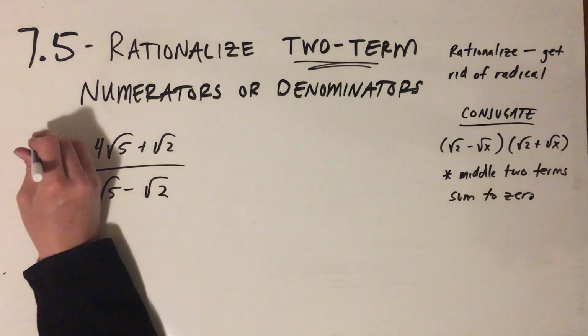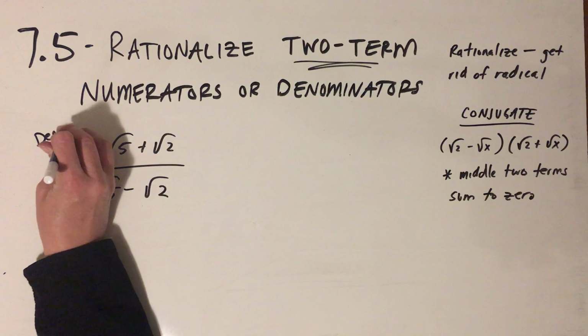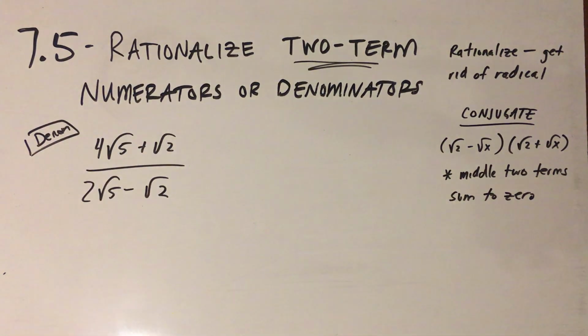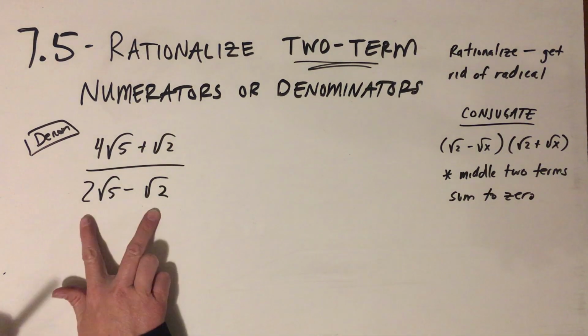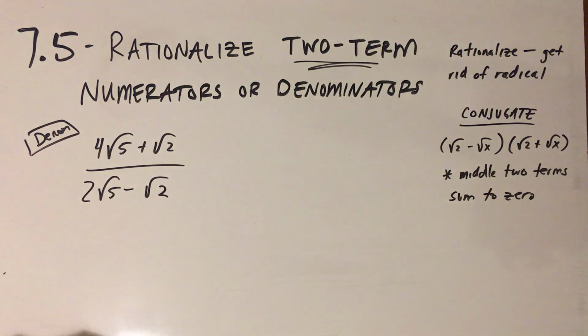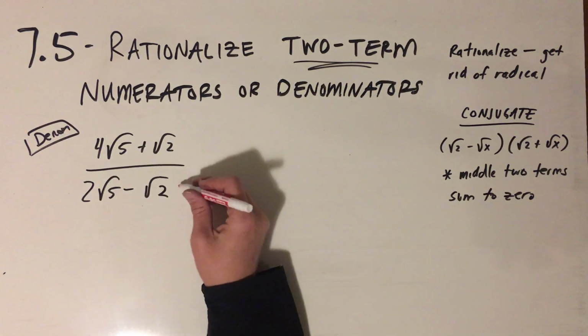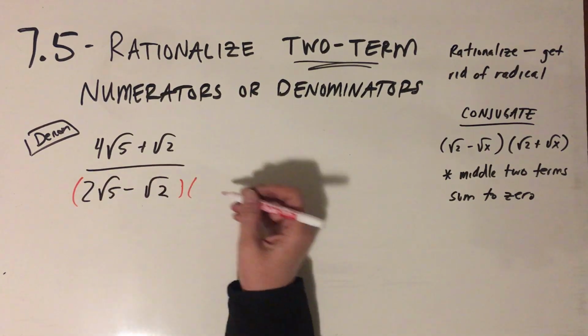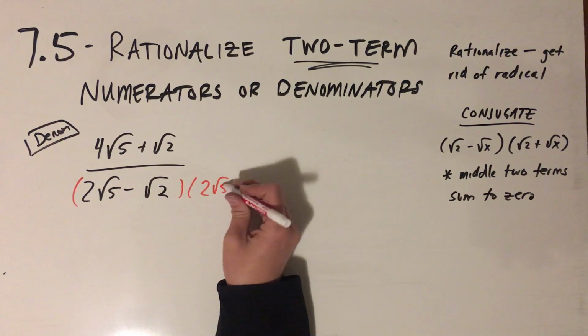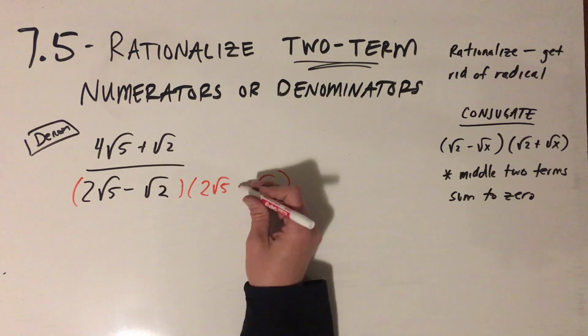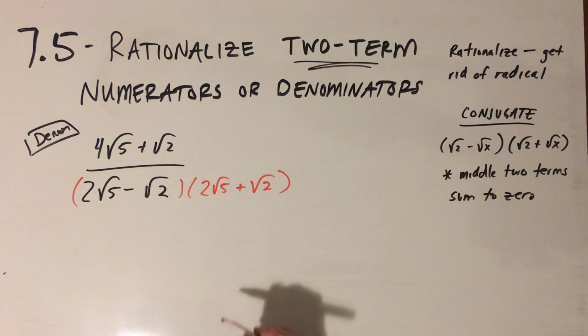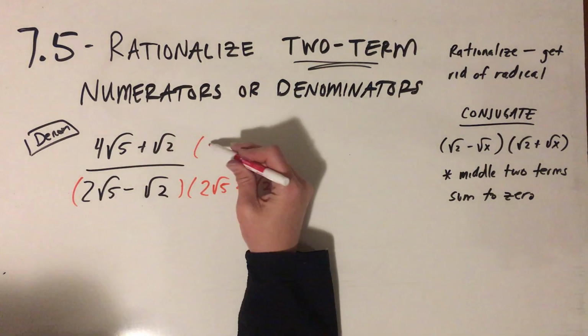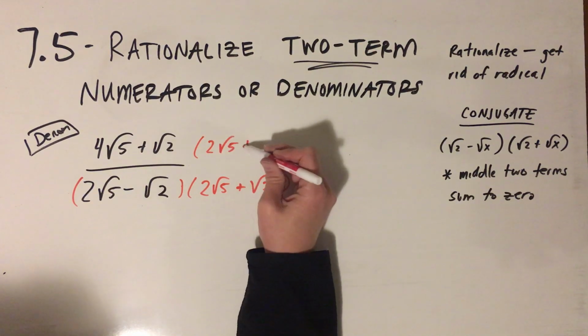Again, we're rationalizing the denominator. Okay, rationalize the denominator. So this is a 2-term denominator, so I want to get rid of the radicals in the denominator. I'm going to do that by multiplying by the conjugate, which is going to be the same 2 terms with opposite signs. Whatever I do to the bottom, I have to do to the top.